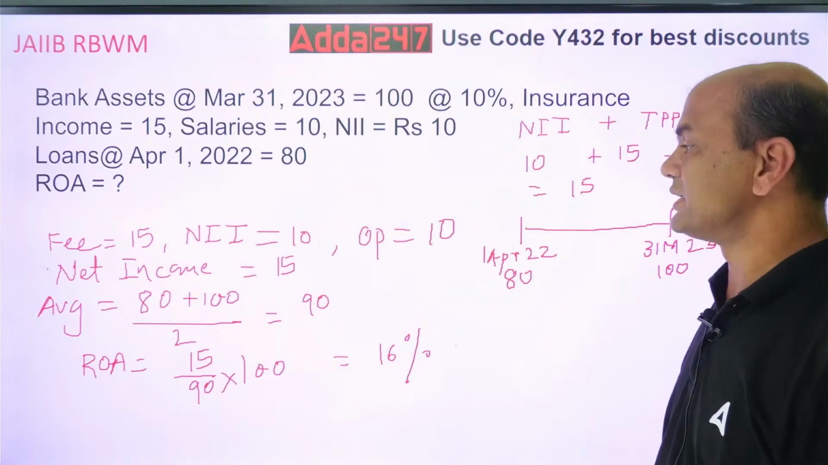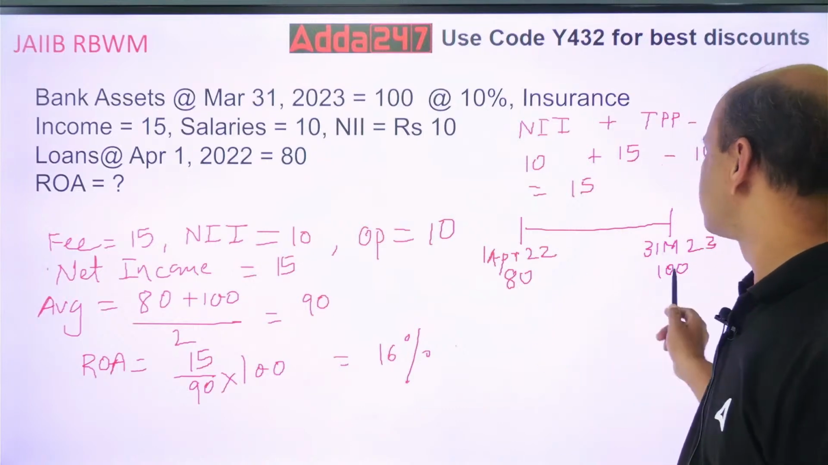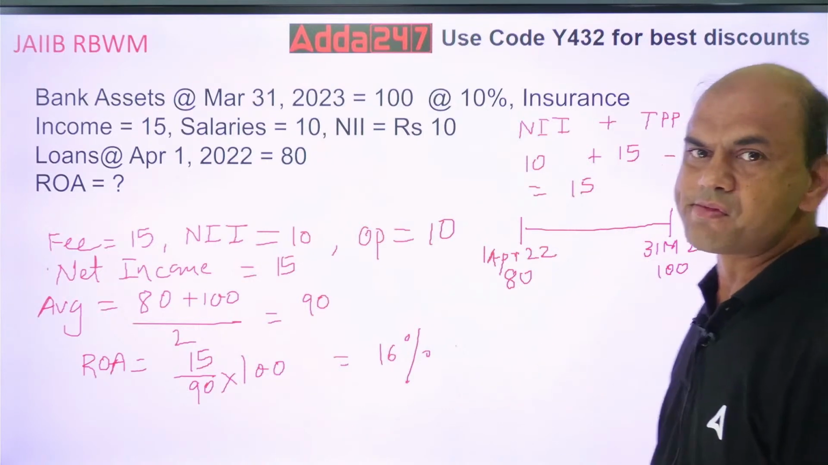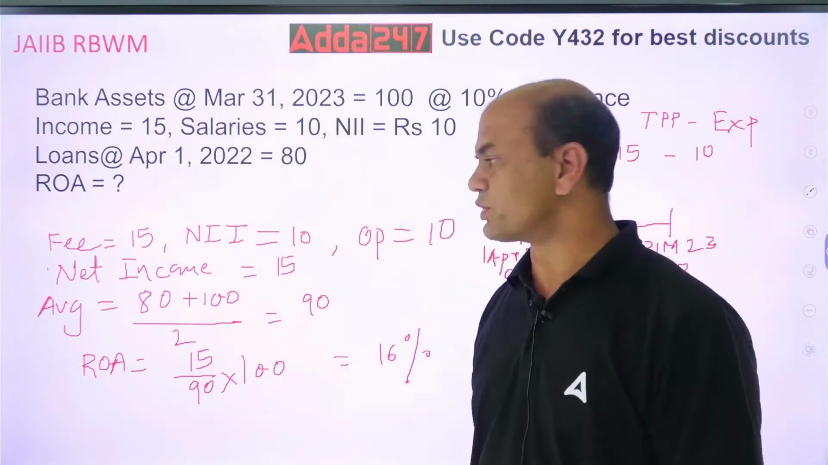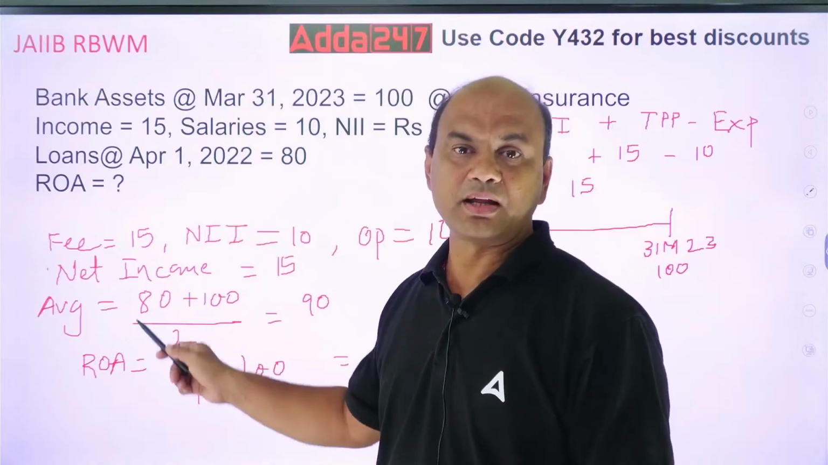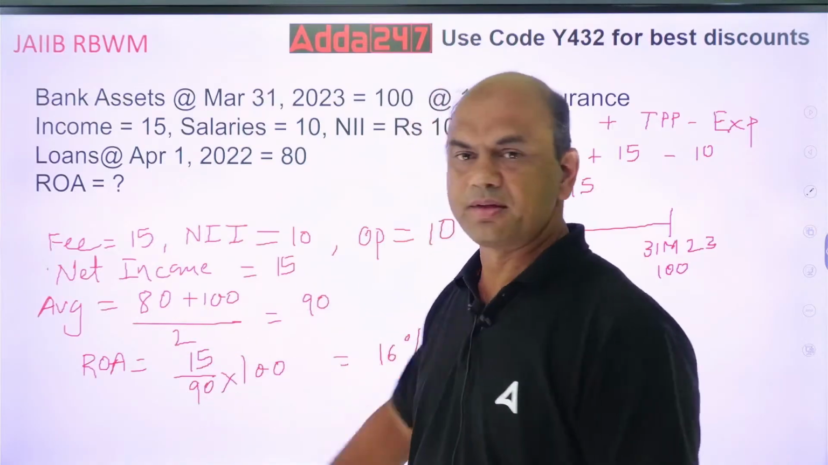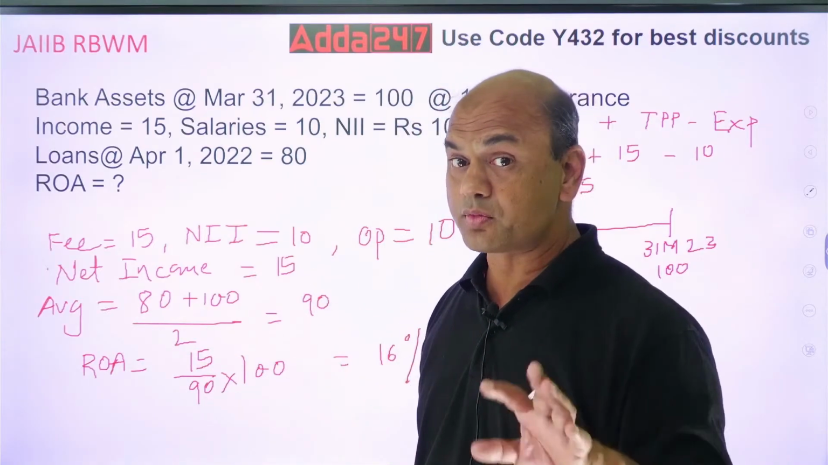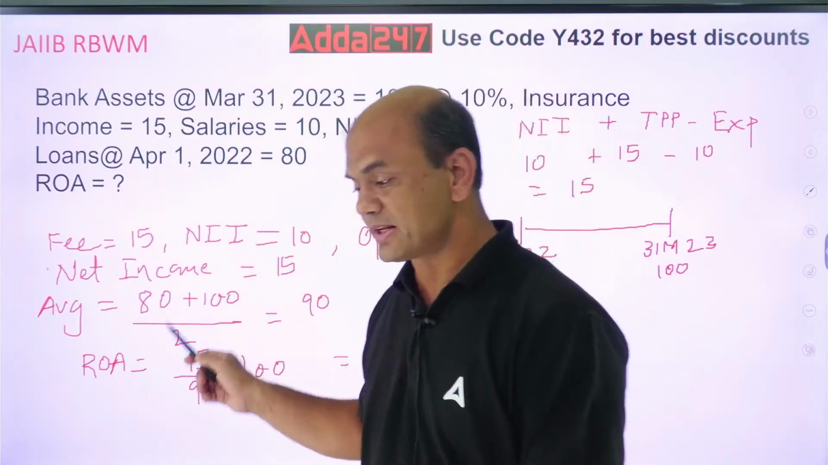So what are the average assets now? Average means opening plus closing upon 2. So 80 plus 100 upon 2, that is equal to 180 upon 2, so that is equal to 90. So now we got your average assets.